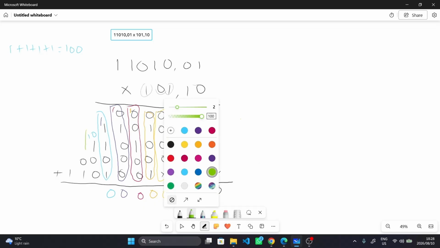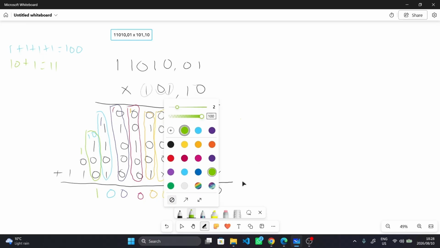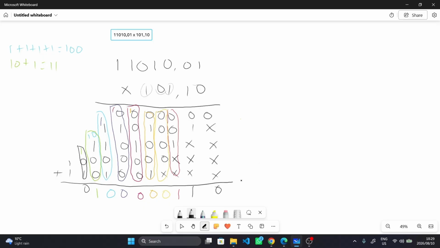And then we add this right here. So it's going to be 10 plus 1, which is going to be, just remember, 10 plus 1 is 11. So we have 1 carry 1, right? And then if we add 1 plus 0 plus 1, which is going to be 0 carry 1, and we add this 2, it's going to be 10, right?